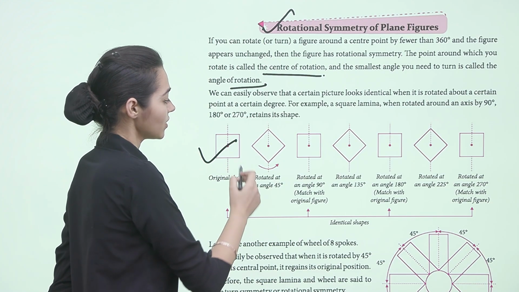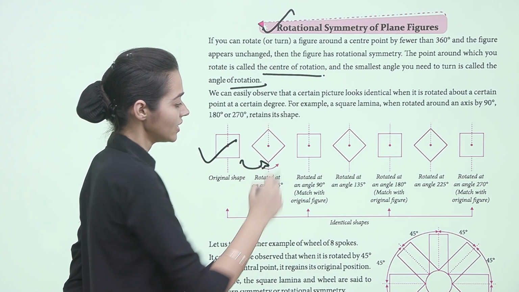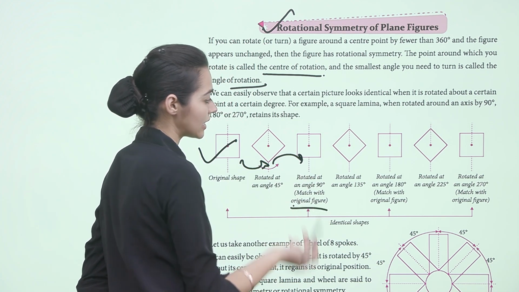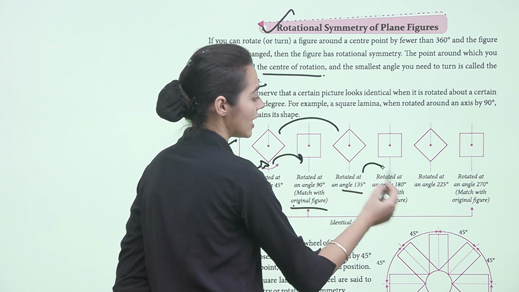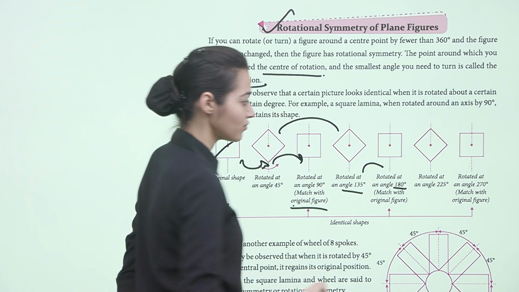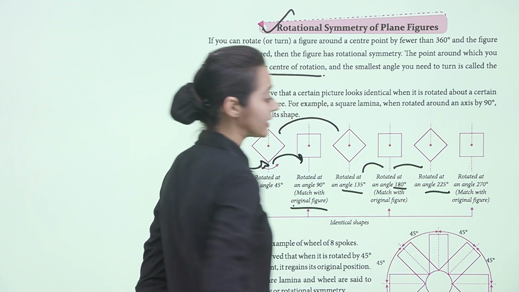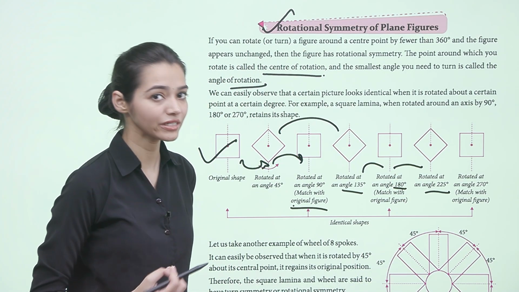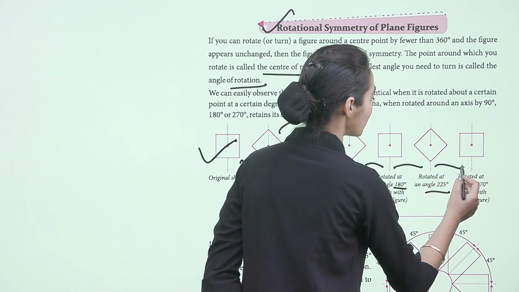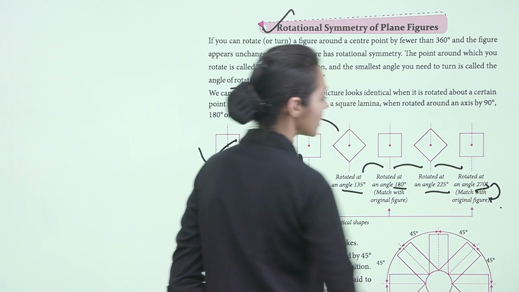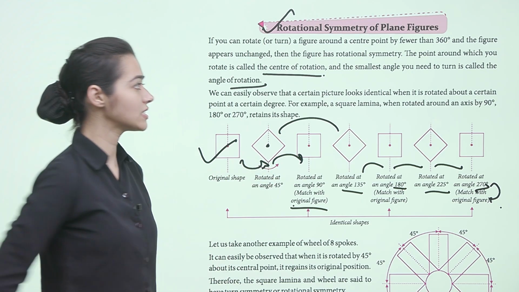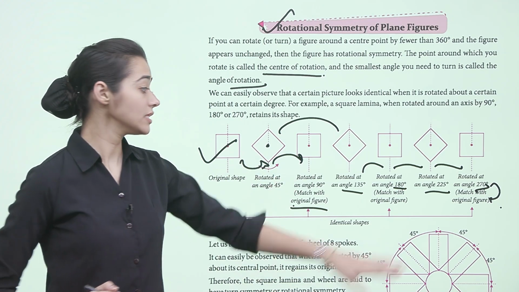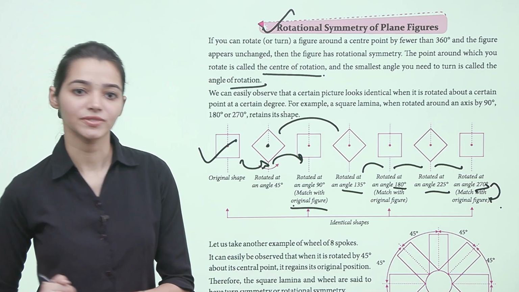This is the original shape, rotated at an angle of 45 degrees, then at an angle of 90 degrees, the same original figure. Rotated at an angle of 135 degrees, then at 180 degrees, again the original figure. Then rotated at an angle of 225 degrees, and then at 270 degrees, again the original figure. This point is our center of rotation. These all are identical shapes.